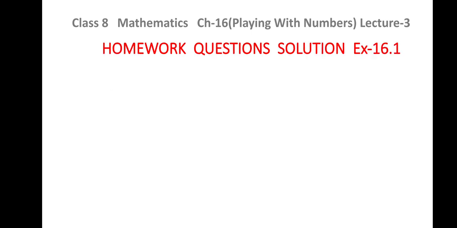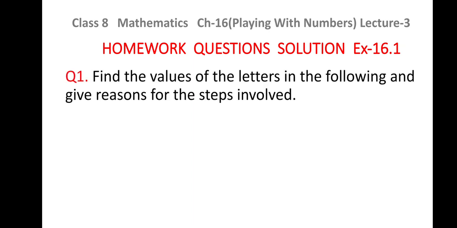Coming to the homework solutions of exercise 16.1, as I told you that I will be taking only 5 parts. Rest parts are supposed to be done by you on your own. By these 5 parts, you will be able to understand the concept very clearly. Question number 1. Find the values of the letters in the following and give reasons for the steps involved. This is the question given to you. 3A plus 25 will give you B2.